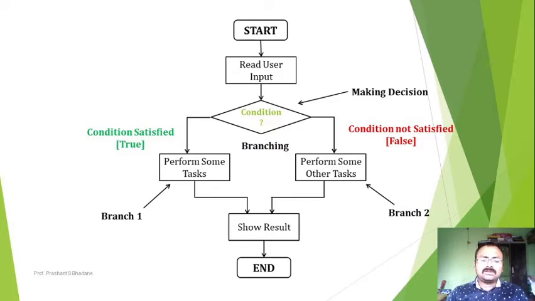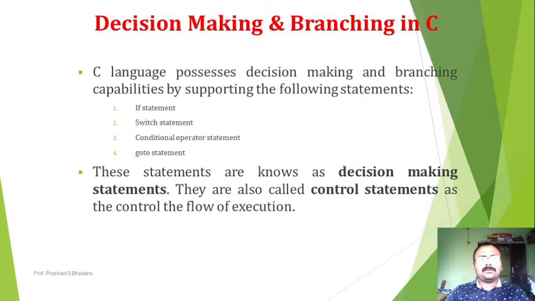Okay. Now next, decision making and branching in C. The C language possesses decision making and branching capabilities by supporting the following statements: if statement, switch statement, conditional operator statement, goto statement. These are the four different statements used for decision making and branching in C. These statements are known as decision making statements. They are also called control statements, as they control the flow of execution.